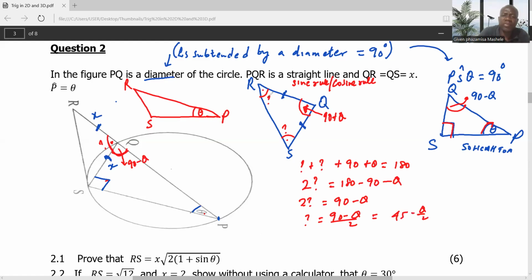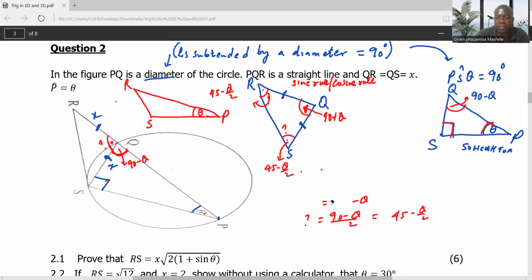But I think we can leave this. So it's 45 minus theta over 2. I don't think we will be able to use them. But now, it's fine. But it's very important to first analyze the diagram.